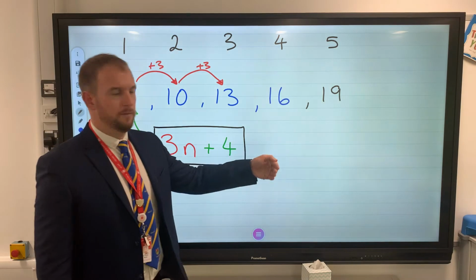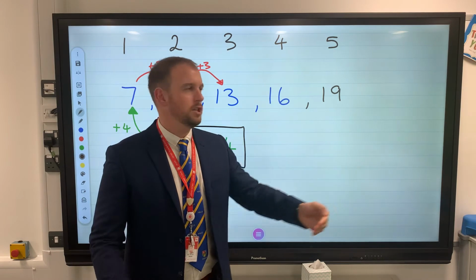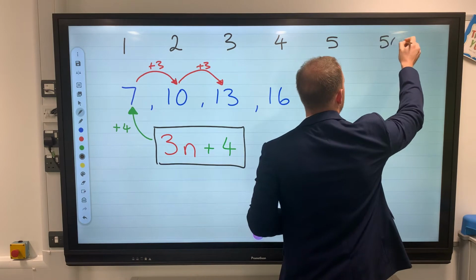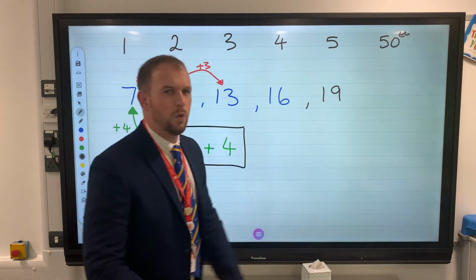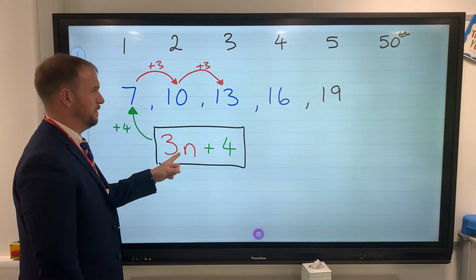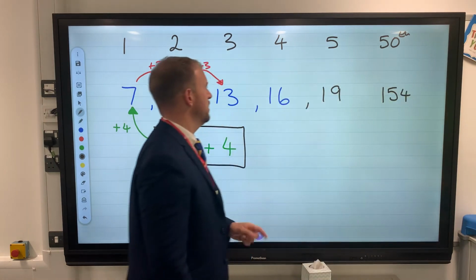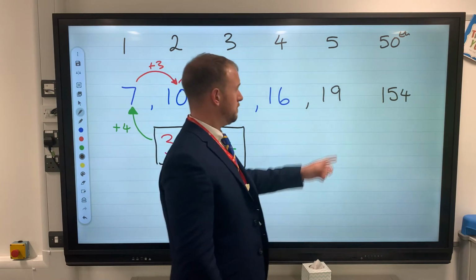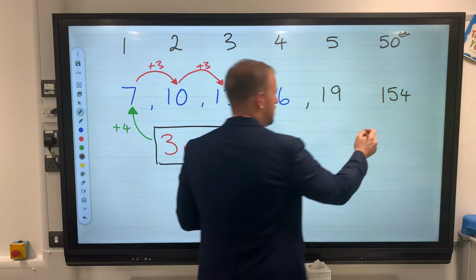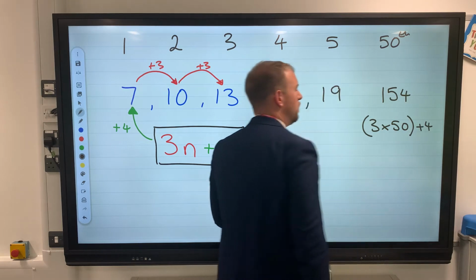Now, if we wanted the 6th term, we just add 3 on. But let's change it up. Let's go a long way down the sequence. Let's look at the 50th term. So to get the 50th term, this time n would be 50. So then 3 times 50 is 150, add 4 is 154. So instead of just adding 3 all the way down to the 50th number, we could just use substitution. So here we did 3 times 50 and then added on 4.